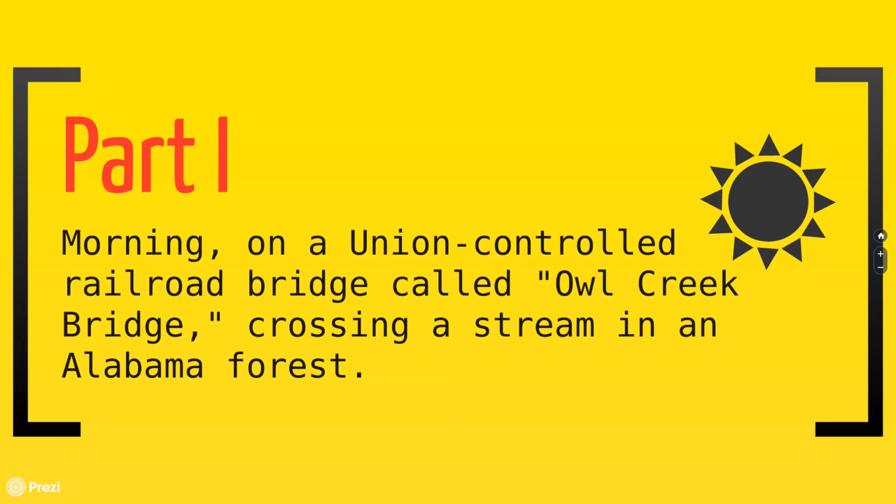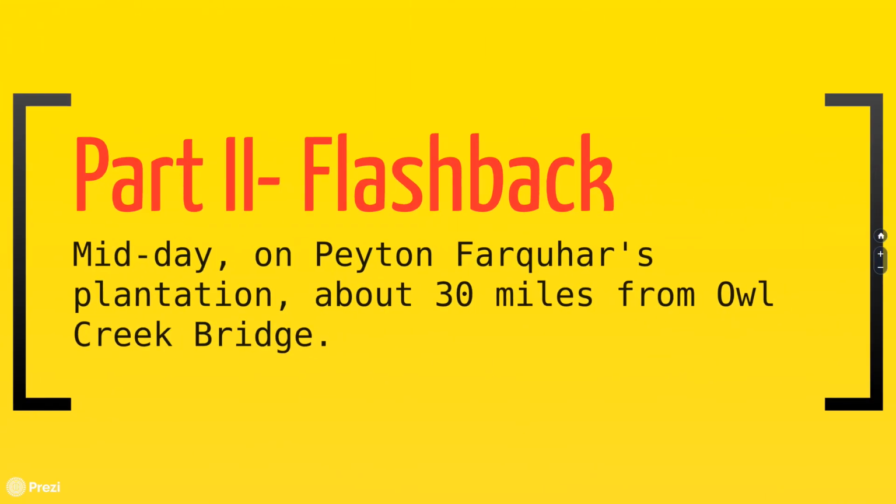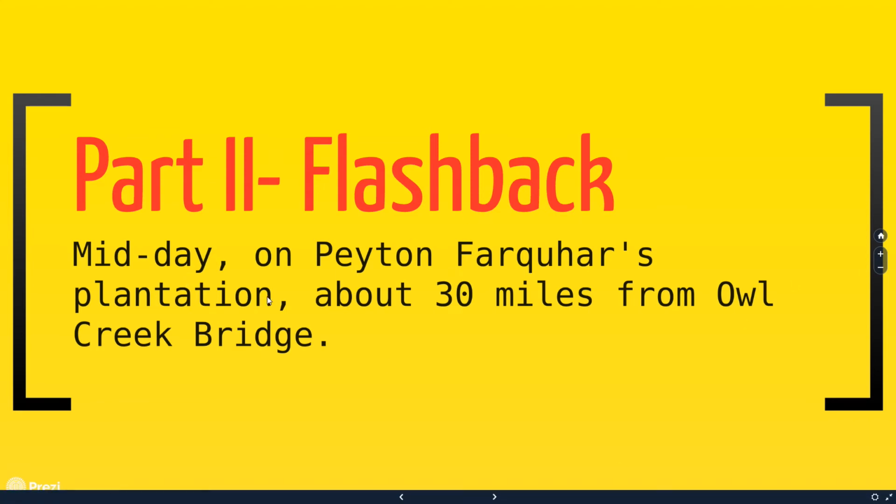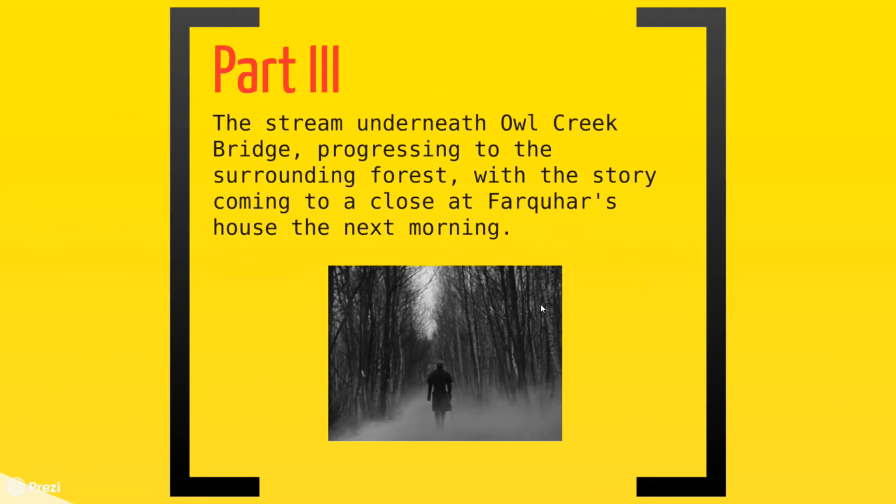At the beginning of part 1, it says it's morning on a Union-controlled railroad bridge called the Owl Creek Bridge. Remember, Union is the northern states during the Civil War. The bridge crosses a stream and a forest in North Alabama. Part 2 of the story is a flashback that takes place on a plantation about 30 miles away from the bridge. Part 3 is the stream underneath the bridge, and it moves on towards the surrounding forest.